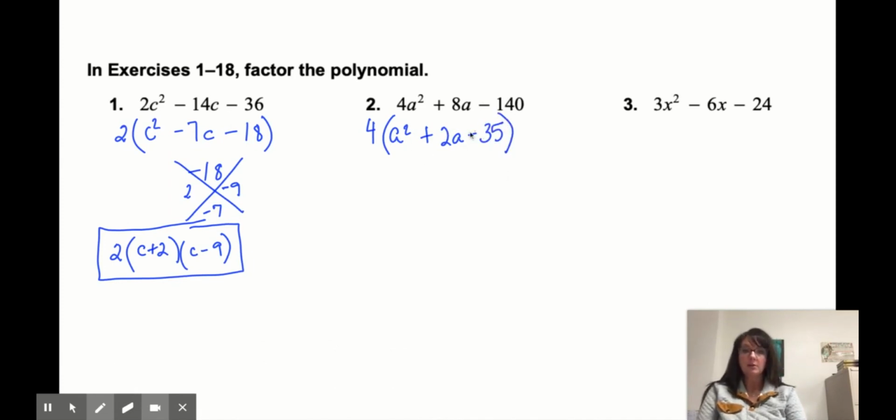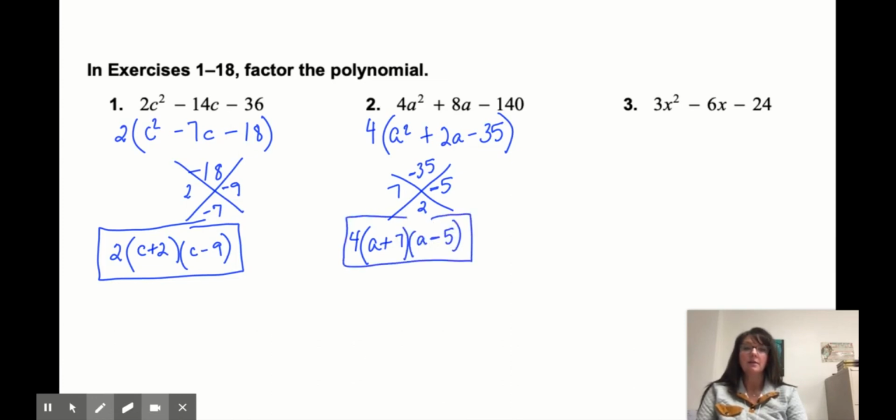Now we're left with this trinomial with a leading coefficient of 1. We're looking for factors of negative 35 that will sum to a positive 2. I'm thinking 7 and 5. 7 and 5 are factors, and the difference is 2. It's a positive 2 and the product is negative, so this must mean one negative factor. So we should have 4 times a plus 7 times a minus 5. The order you write these is not as important. Again, try to work it forward, to multiply it, to see that you get this trinomial.